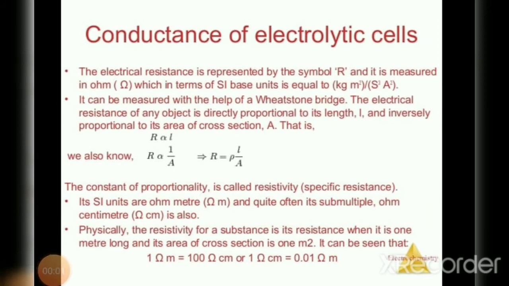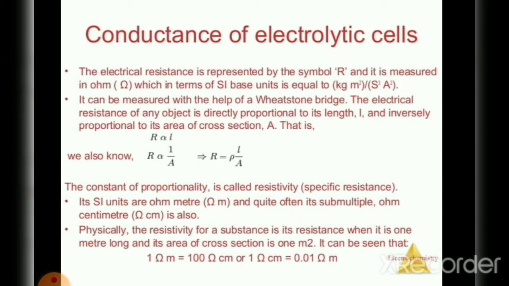Conductance of electrolytic cells. The electrical resistance is represented by the symbol R and it is measured in Ohm. It can be measured with the help of a Wheatstone bridge. The electrical resistance of any object is directly proportional to its length and inversely proportional to its area of cross section A. So, we can write R is proportional to L by A, or R is equal to rho into L by A, where rho is called the constant of proportionality, that is resistivity.